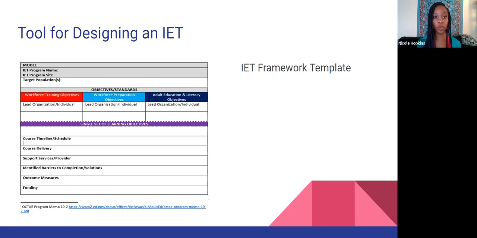Okay, simple tool, simple worksheet. Here's what we're going to do with this today. As you can see, you've got a model at the very top, and then you've got your program name, program site, and your target population. Those pieces I have pre-populated for you, except for the program name, because I'm going to let you all choose the program name. And Joan, if you don't mind, maybe making sure that this document has permission for folks to access it. Yeah, that would be great.